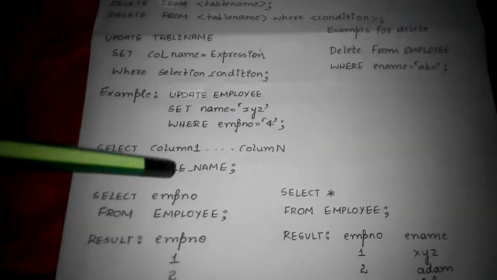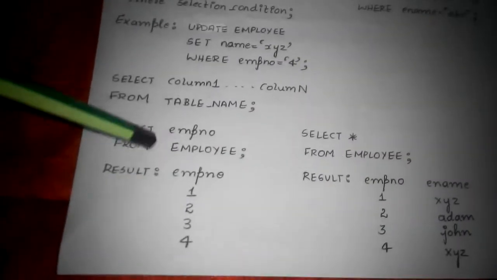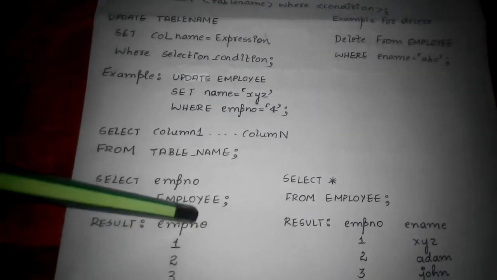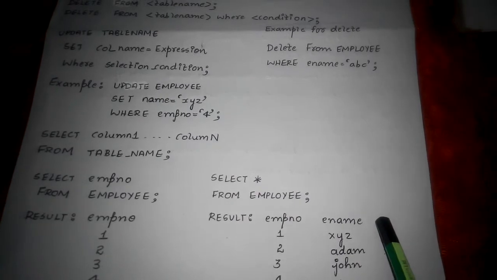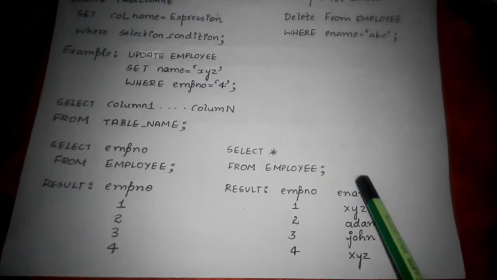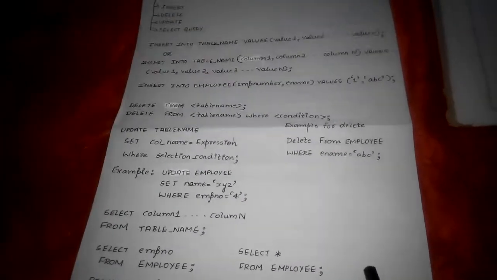So now, select employee number from employee. If you do this, employee number will be displayed. Only the selected attribute value will be displayed. Select star from employee means however many attributes you have, those many attributes will be displayed along with their information. So this is all about this video.